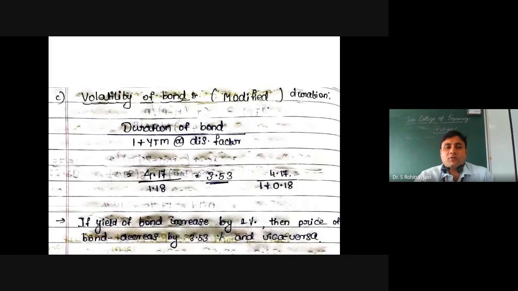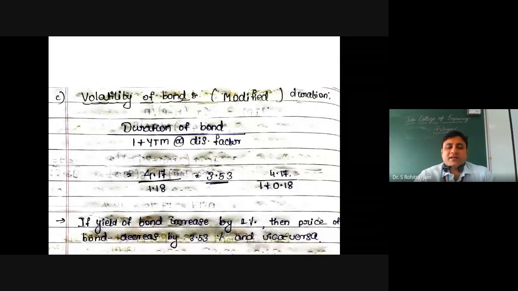So how do we calculate the volatility of the bond? By using this particular formula, that is duration of the bond divided by 1 plus YTM, the discounting factor. So what is the duration of the bond in the problem? What we have calculated, 4.17 divided by 1.18, which is equal to 3.53. So that is the volatility of my bond or the modified duration of the bond, that is 3.53.